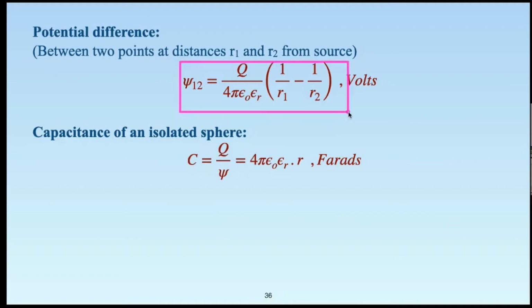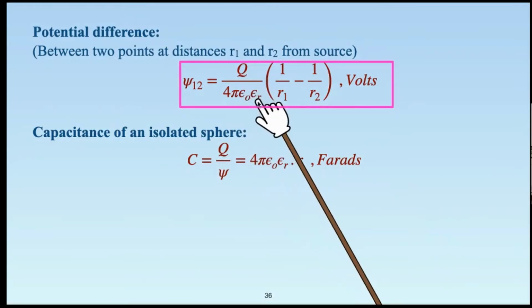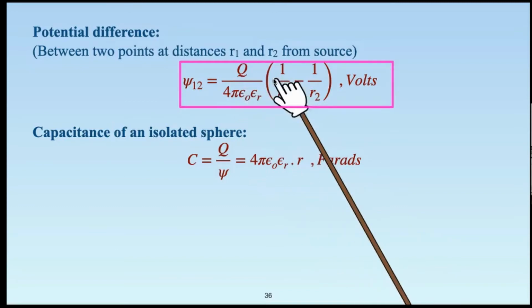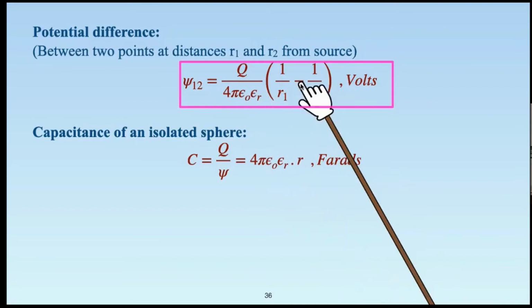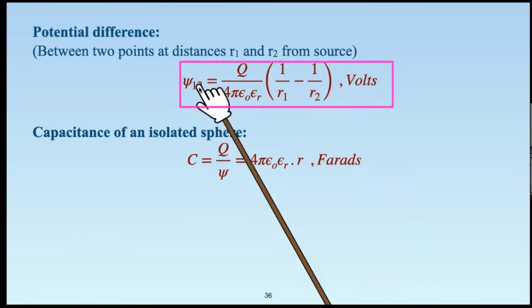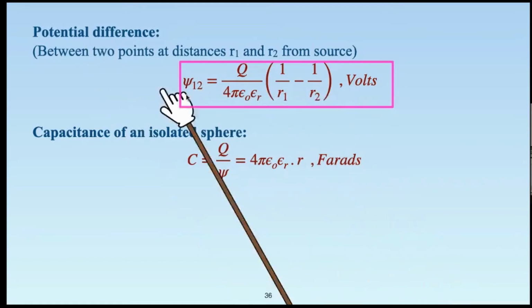Okay, just like this. Potential difference between point 1 and point 2. So q upon 4 pi epsilon 0 epsilon r, and this first term you can consider to be V1, and q upon 4 pi epsilon 0 epsilon r, so upon 1 upon r2, this will be V2. So V12 is equal to V1 minus V2, the potential difference.